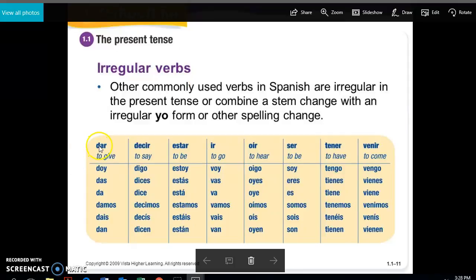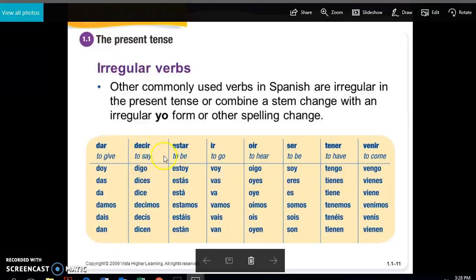For example, dar, to give. Here are all your conjugations. Yo doy, tú das, él da, nosotros damos, ellos dan. Remember this line here for the vosotros, we're not testing.